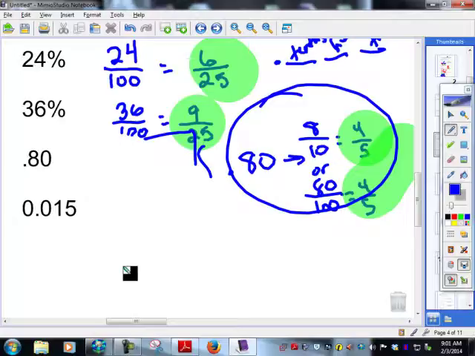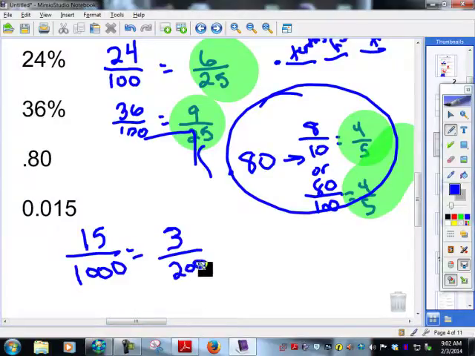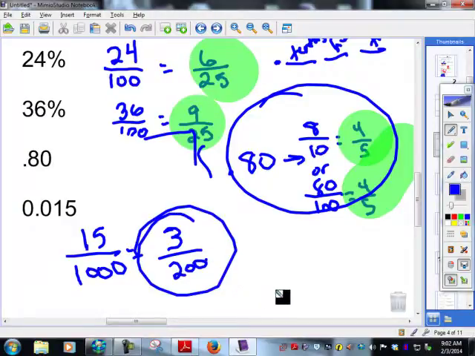15 thousandths. Couldn't you do like 3 fifths? What? You read the number as 15 thousandths. Now, that is the correct fraction. However, the directions up there do say in simplest form. So from there, you just go ahead and simplify it to 3 200ths. And that's it. That's what you would have gotten.